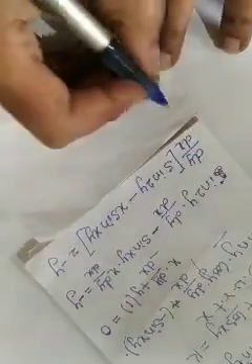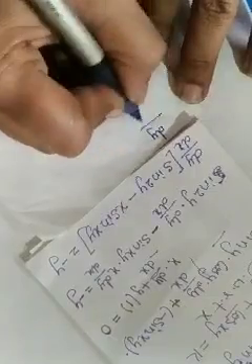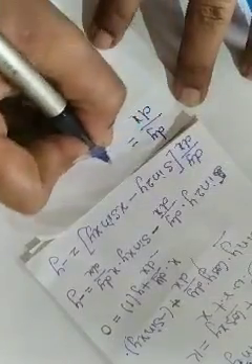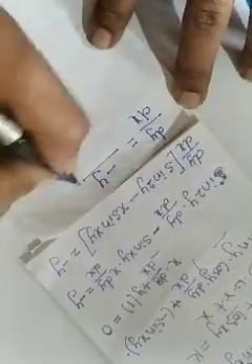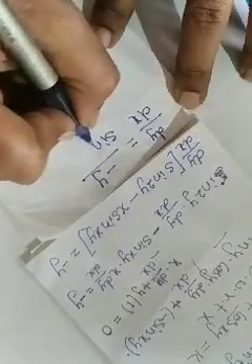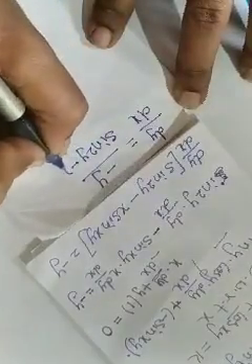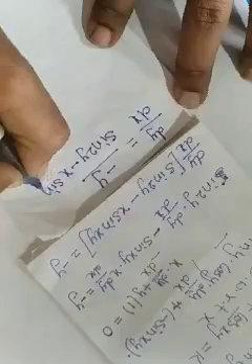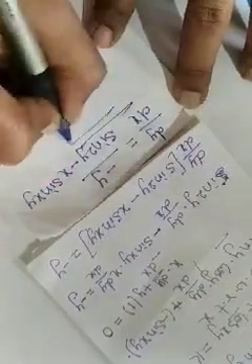Then dy by dx equals minus y divided by sin 2y minus x into sin xy, which is the required answer.